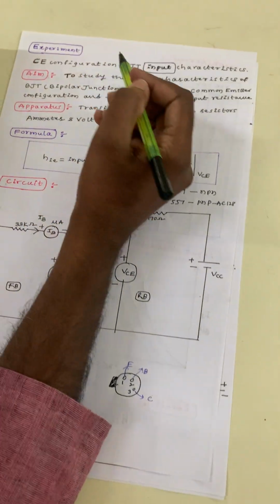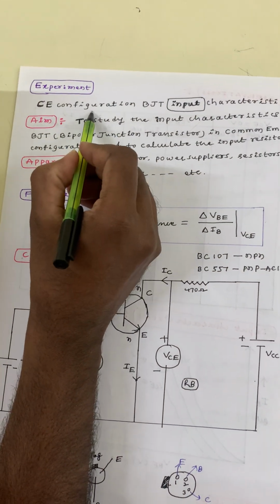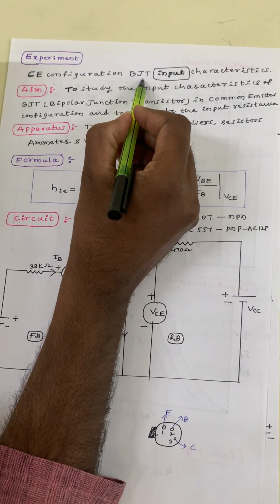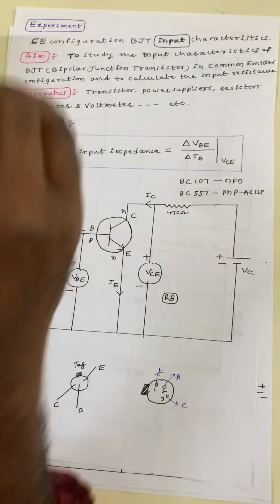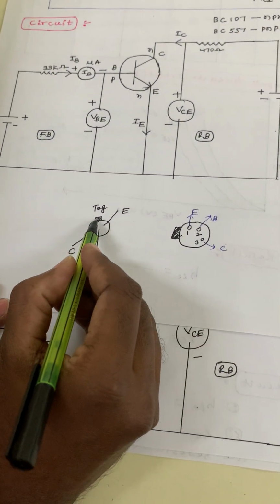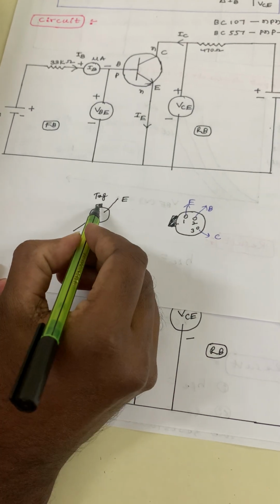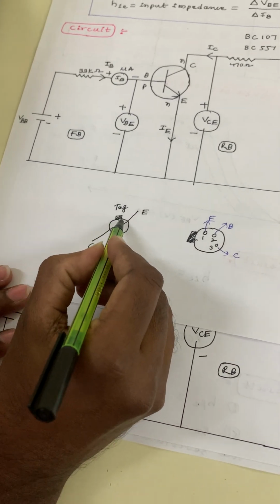In this experiment, we are going to discuss the common emitter configuration of a bipolar junction transistor, its input characteristics. What is the bipolar junction transistor? Once you have to see, this is the bipolar junction transistor.